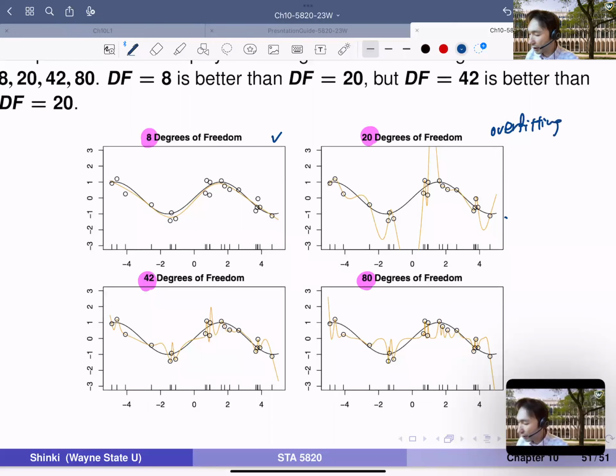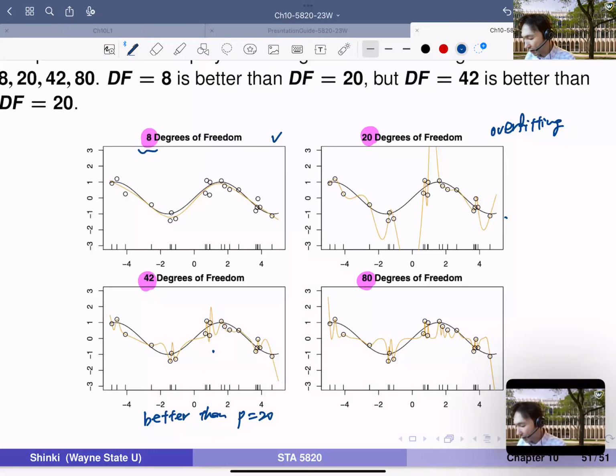So usually we quit analyzing the model. Okay, so 20 is the maximum possible number of parameters, and 8 is the best. That's it. But actually, when the number of parameters becomes 42, okay, this is overfitting, but it is better than 20. For 20, I think the curve is too volatile, but for 42, it's somewhat reasonable.